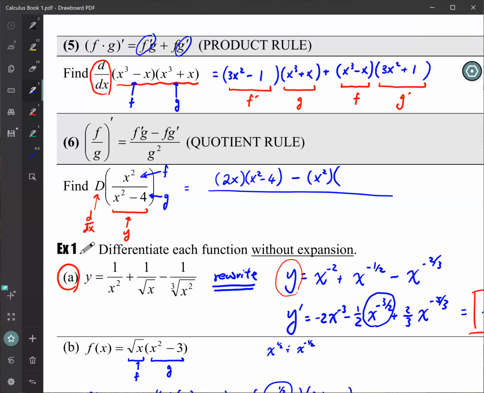It would be 2x. Hold on, let me read it. Yeah, 2x minus 0. Okay, so the 0, I will just skip it, right? And then 0 over g squared. So I'm just copying the g and then squaring that, okay?